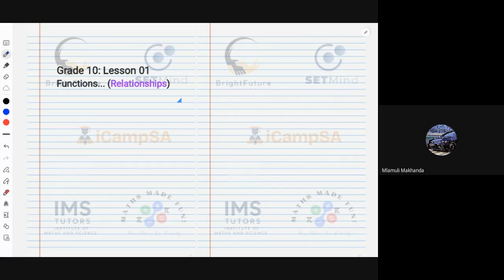Okay, so today we'll be dealing with functions. As you can see, this is lesson one, and I'm sure some of you are wondering why there's a word relationships there. Relationships are a big deal nowadays. So basically, relationships are everywhere, even in mathematics. And today you are going to see that functions are basically a way to represent relationships between variables, between numbers, between any other factors.